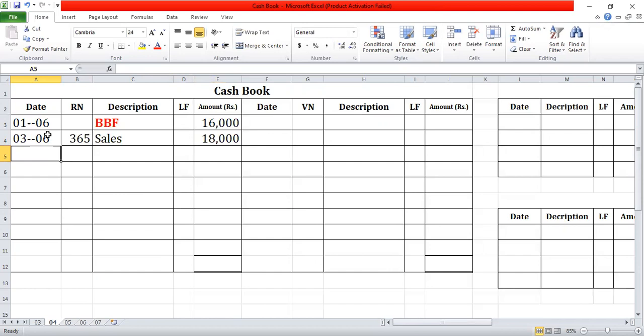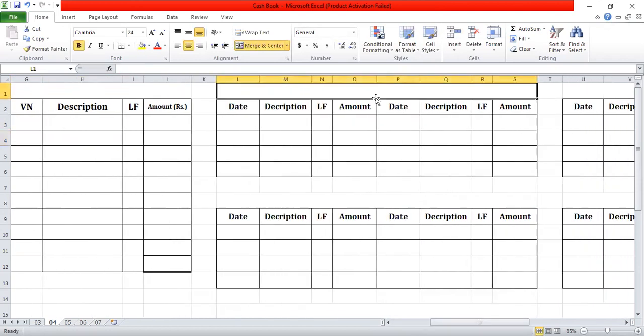According to this question, listen to me, we have to update the other ledger accounts as well. So for this transaction, we have to open an account for sales. So I'm preparing an account, and I name the first account as sales account.